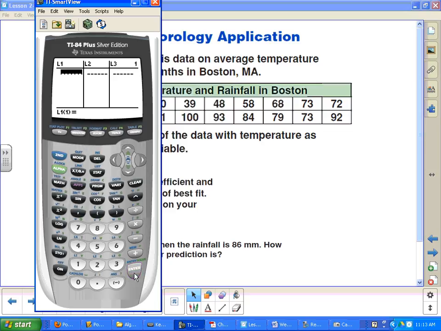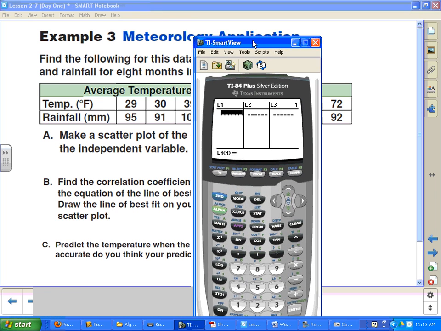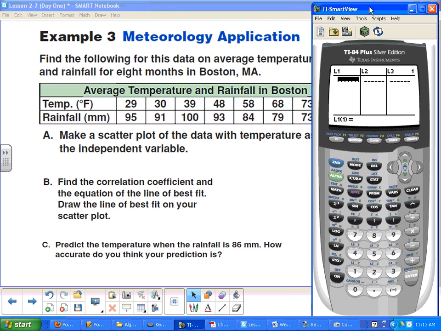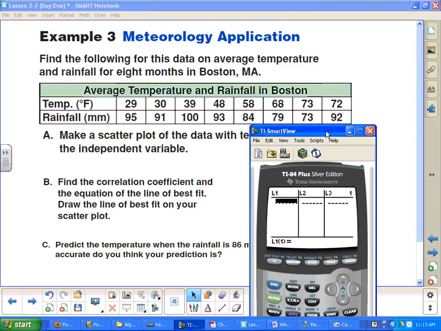Whenever you put new data in, always make sure you clear out the old data. Don't type over it, because if you don't have as many numbers, it'll mess up your data. Go all the way up to where it says L1, and then press clear and enter. All right, so we're going to put the temperature in degrees Fahrenheit in list 1.